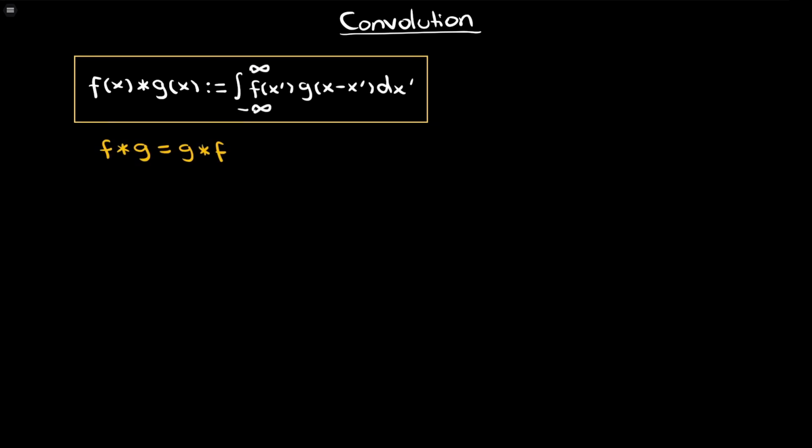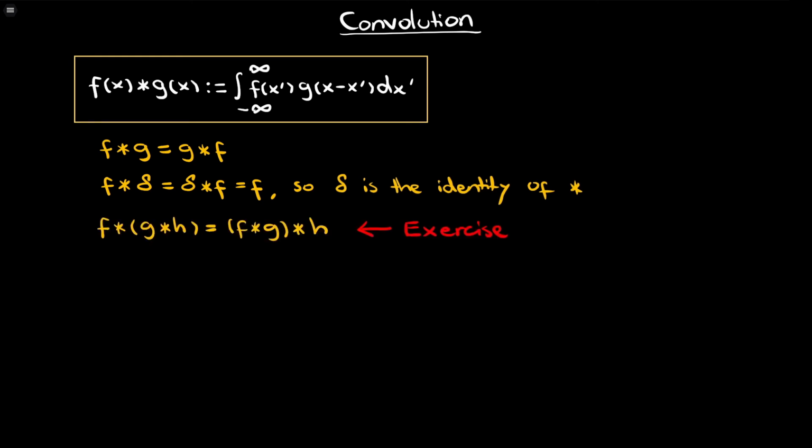So we already know that convolution is commutative, and, due to the sifting property of the delta function, we see that f convolved with delta returns the original function f. And so delta is the identity of this operation, which is partly what inspired us to pursue this definition. And as an exercise, I'll let you prove that convolution is associative.